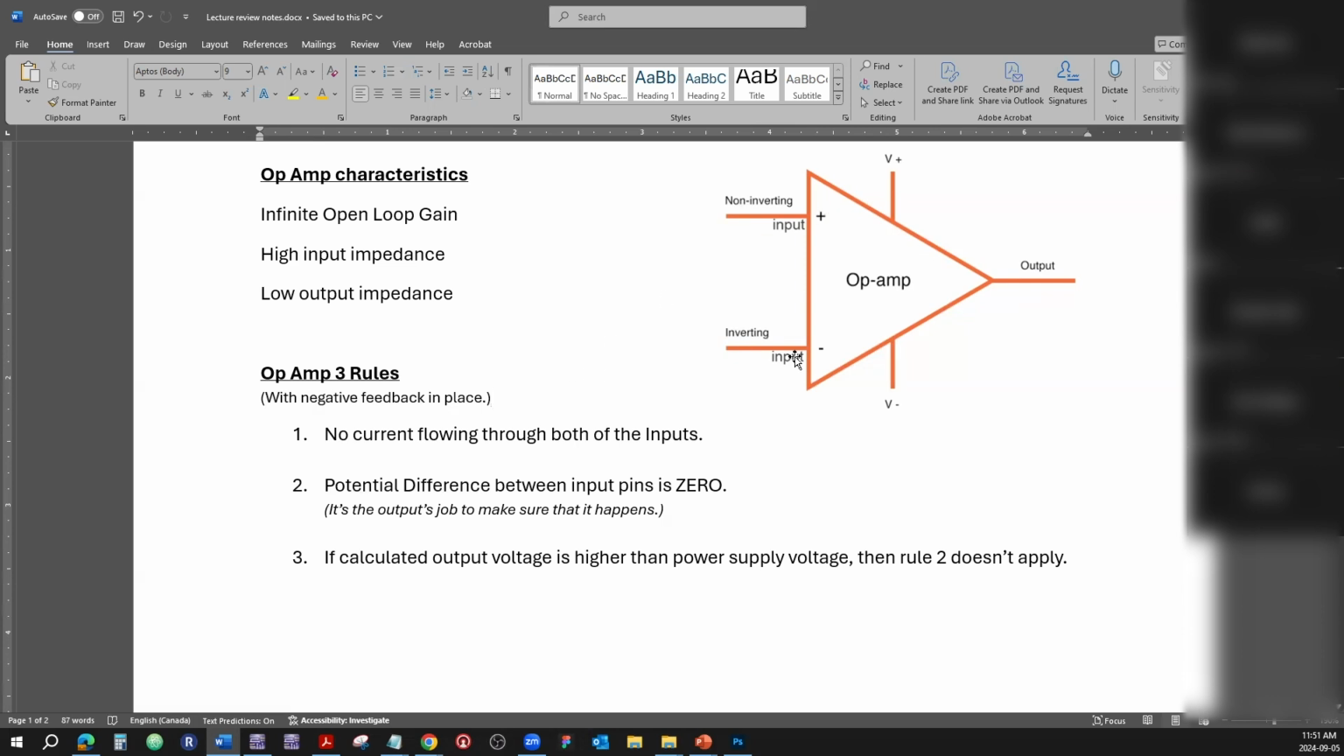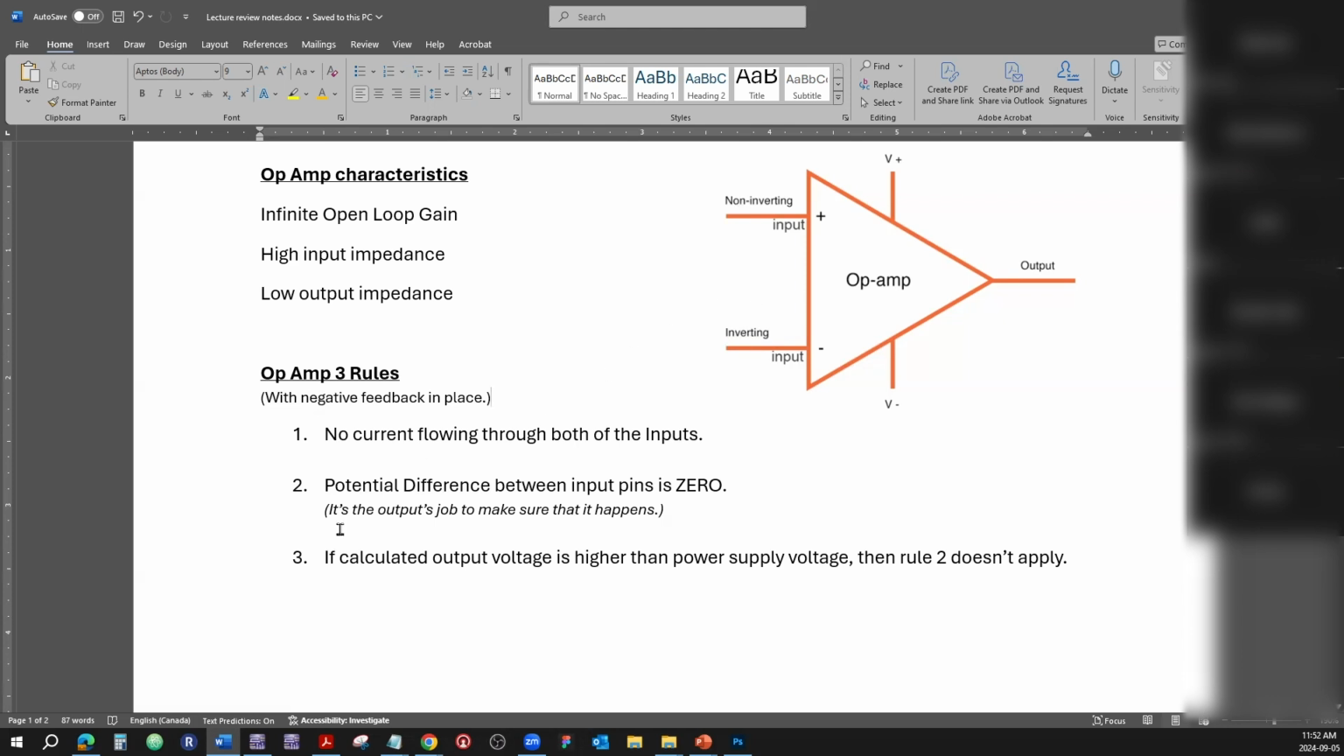So no current is flowing in and out of those. It's a really good thing to remember. And this here is going to be equal. So if this was 3 volts, that's going to be 3 volts. If you know that this is 5 volts, that's also going to be 5 volts. It's how you begin to solve the circuit. And we're going to get some examples of that.